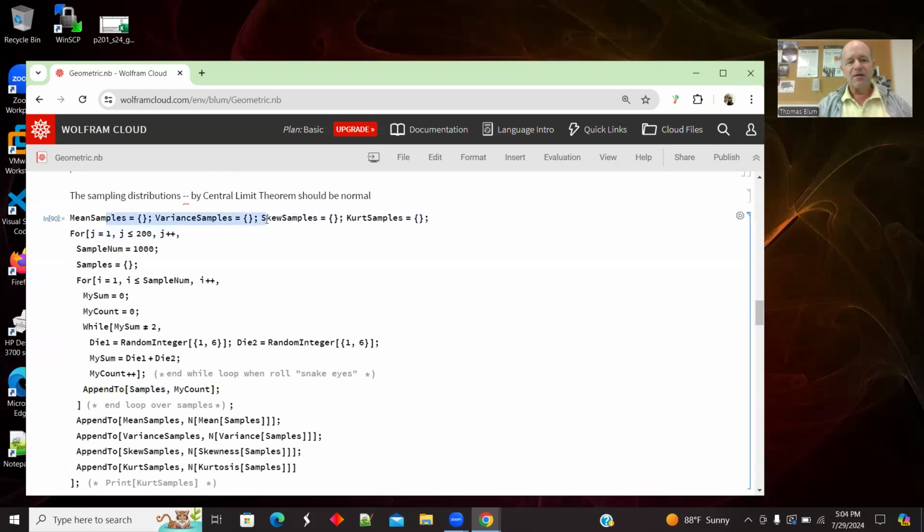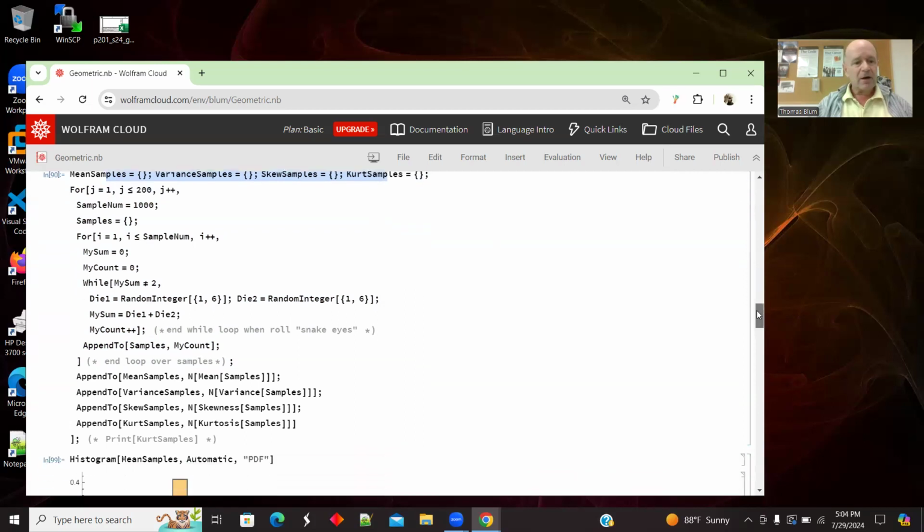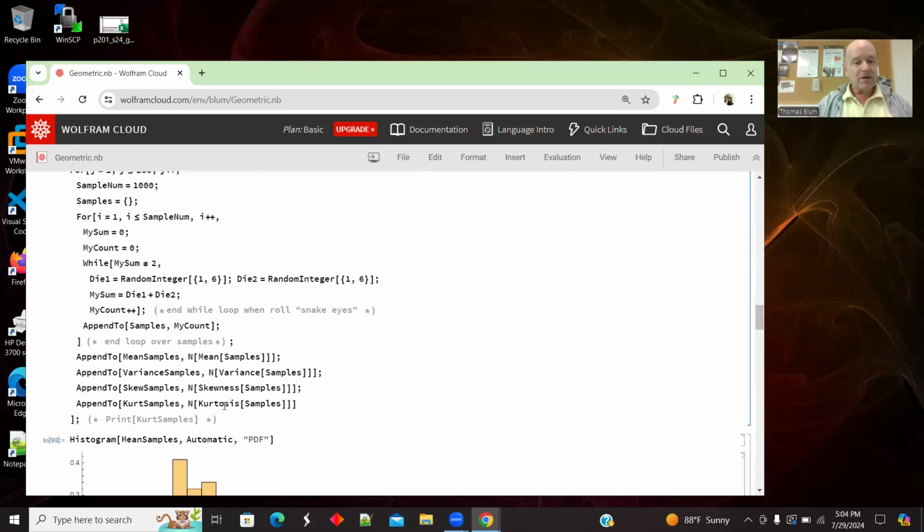These samples of the statistical quantity, the samples over the statistical quantities by the central limit theorem, are the things that are supposed to be normally distributed. Because I'm doing it 1,000 times, and doing that 1,000 times 200 times, this one takes a little while. And then I want to look at the distribution of my statistical quantities.